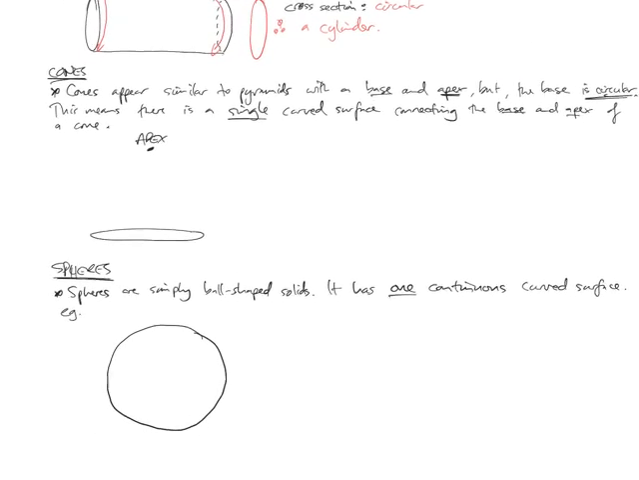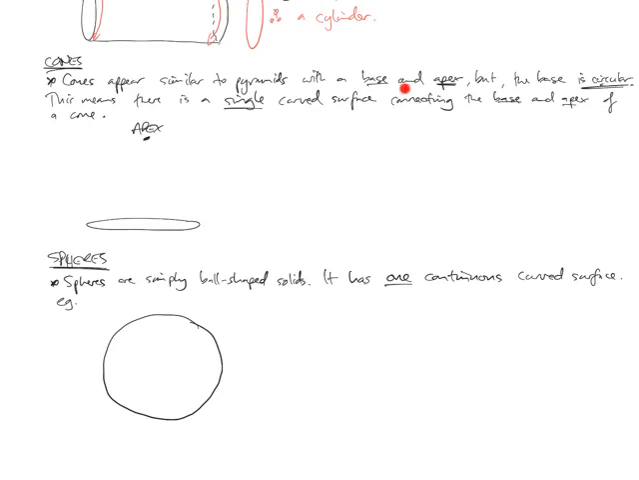And the next idea is cones. Cones appear similar to pyramids. They have a base and an apex. The problem is the base is circular. So really there is only a single curved surface that connects the base and the apex of a cone. Unlike with the pyramids, I can't just draw a few lines from the corners of the base up to the apex. There's an infinite number of points around that curve. There's an infinite number of corners. They form one continuous curved surface going from the base to the apex.